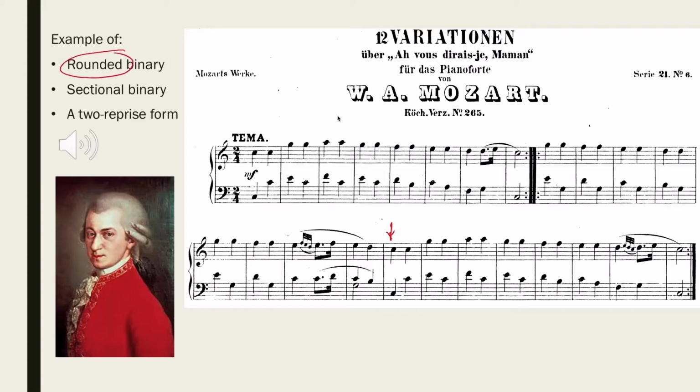This is also an example of sectional binary. This is a piece that not only doesn't modulate, it stays in the key of C major the entire time, but the A section could stand on its own harmonically, ending with an authentic cadence. So this is an example of sectional binary. This is also an example of a two-reprise form because we're using those repeat signs.